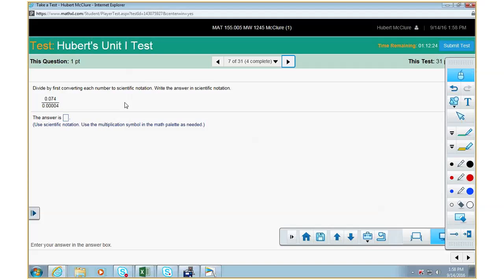0.074 divided by 0.00004, and write the answer in scientific notation. You're supposed to do it by scientific notation. So that'd be 7.4 times 10 to the negative 2 over 4.0 times 10 to the negative 5. And then you add exponents and do your thing.